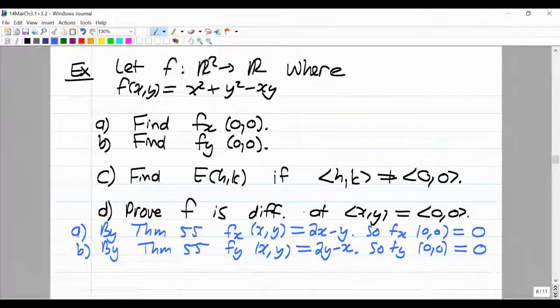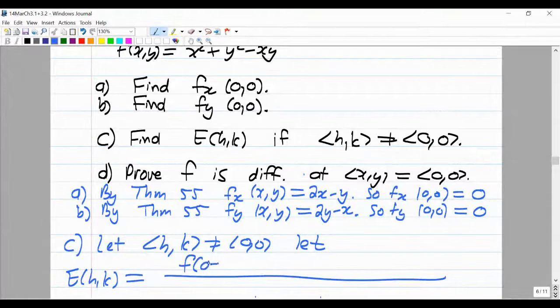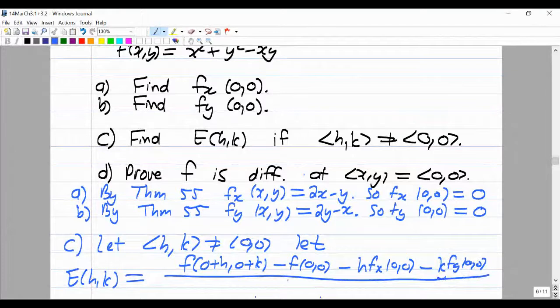So taking a non-zero 2D vector (h, k), let E be defined as follows. It's f(0+h, 0+k) minus f(0,0) minus h f partial x at the origin, minus k f partial y at the origin, over the square root of h squared plus k squared.